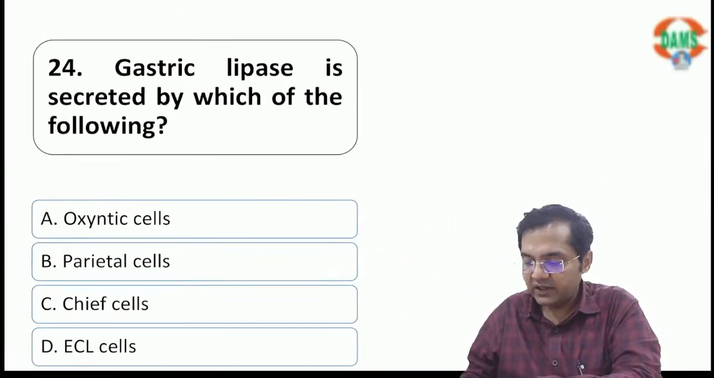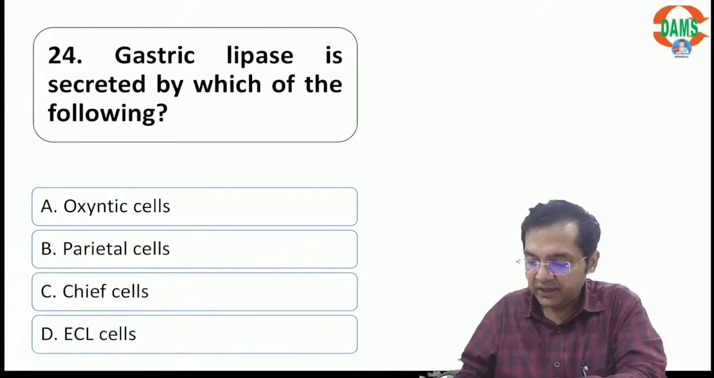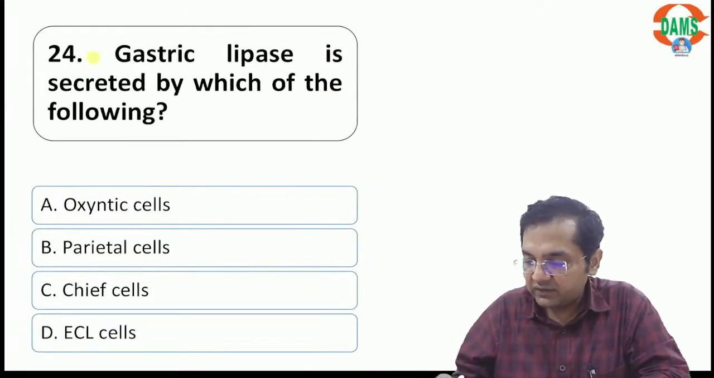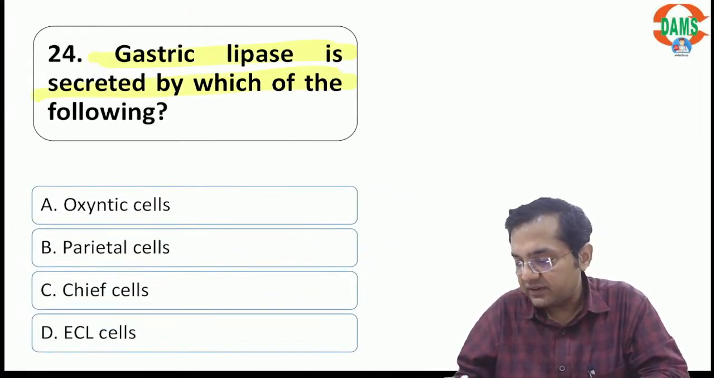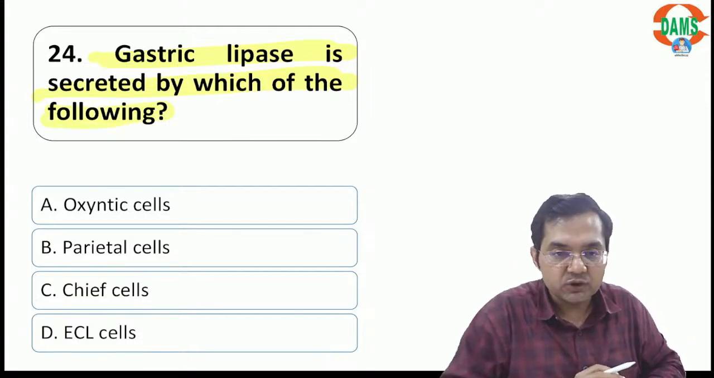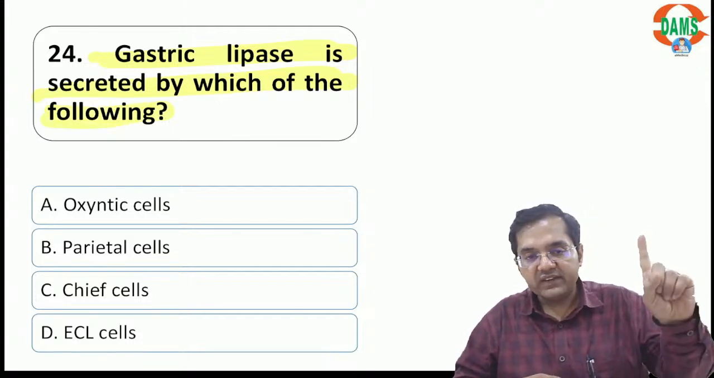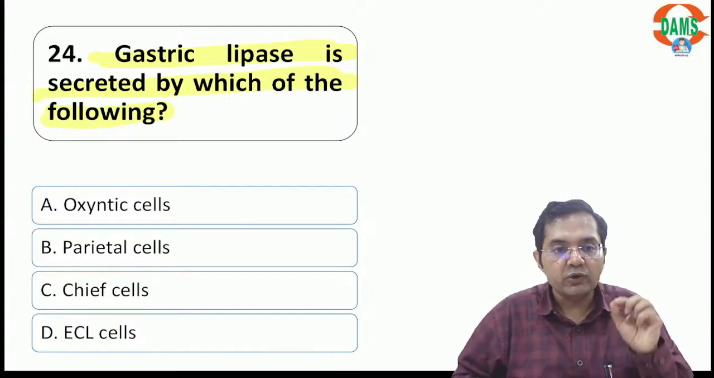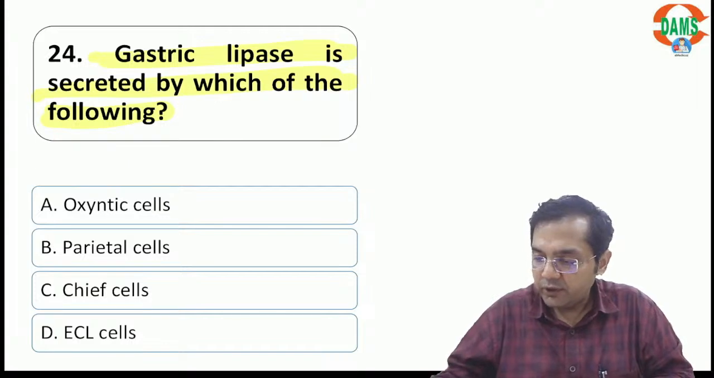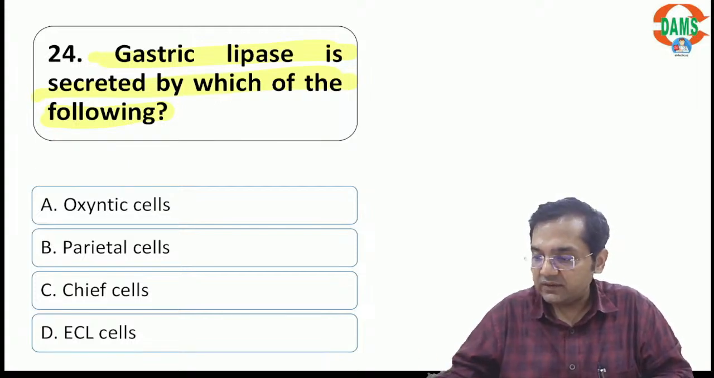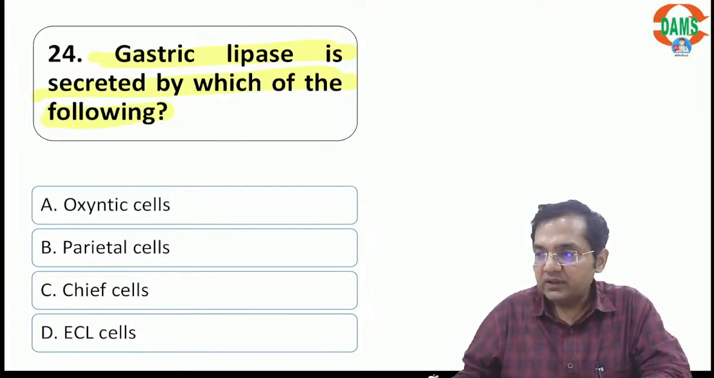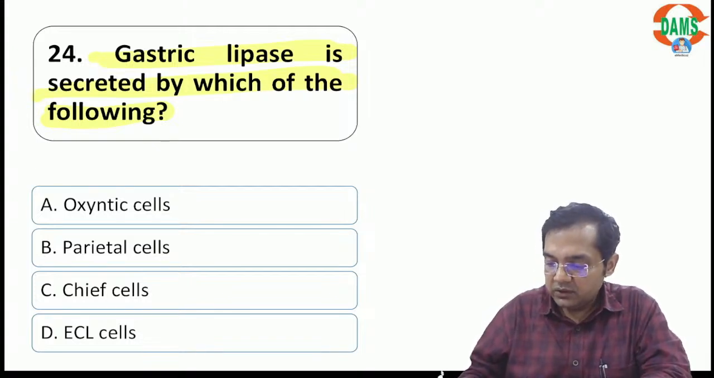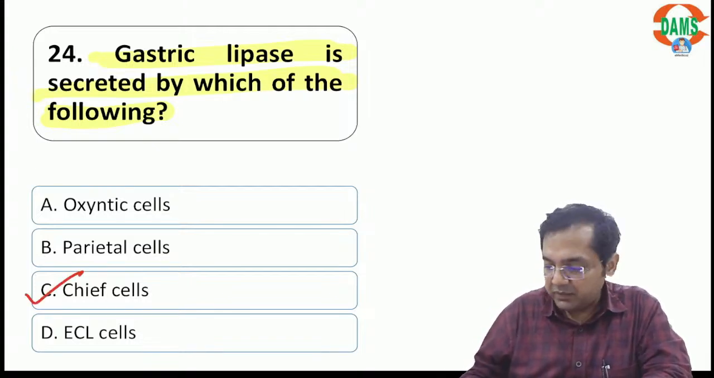This is an easy one, but this exact question came in NEET PG exam. So let me ask all of you, what should be the answer? Gastric lipase is secreted by which of the following? Oxyntic cells, parietal cells, chief cells, or ECL cells. What is ECL? Enterochromaffin-like neuroendocrine cell. What should be the answer? Remember, the answer would be chief cell. Please remember that. Chief cell.